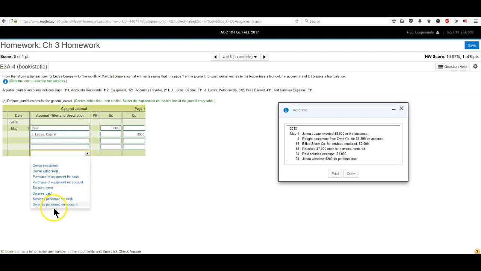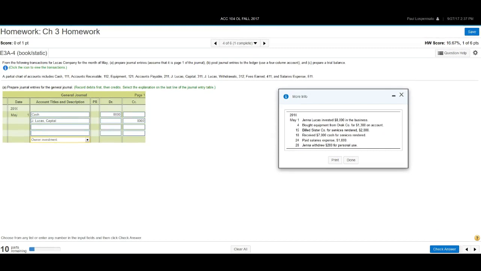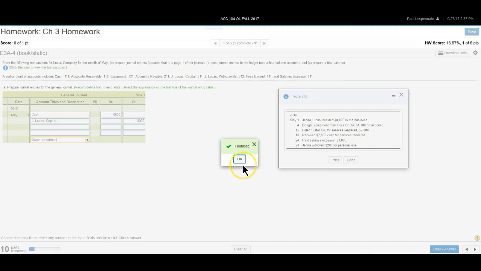So we need to explain on typically the third line here. They give you your options down here. What happened is that there was an investment in the business, owner investment. So we have to put that brief explanation in, and that's the first entry. I think we got it right. So we'll check the answer. Okay, we can check the answer down here, and you'll see that you're okay.